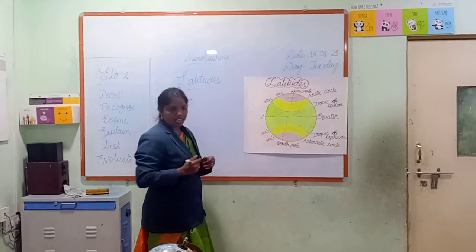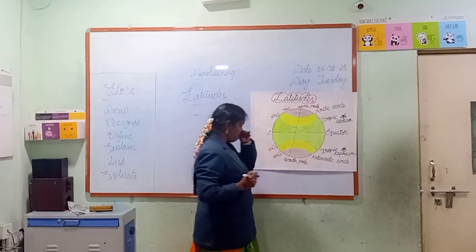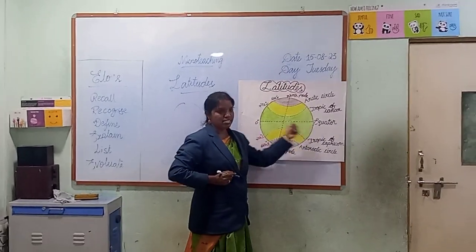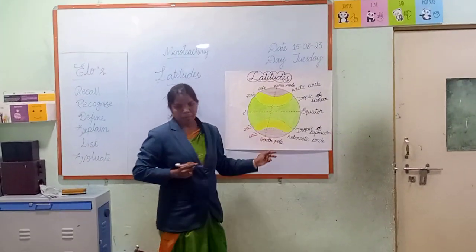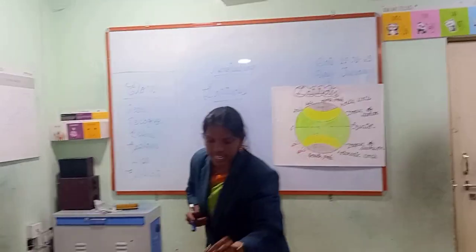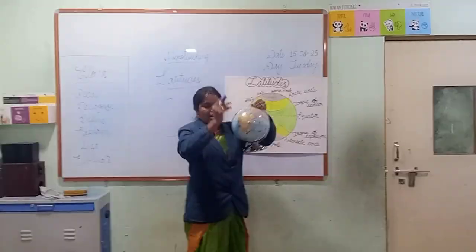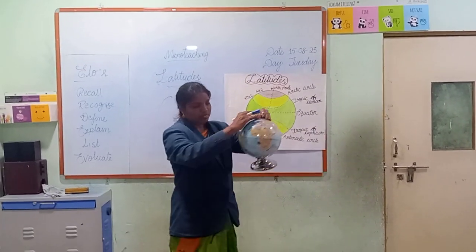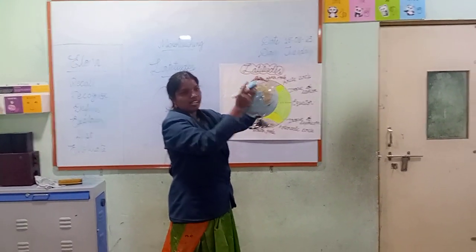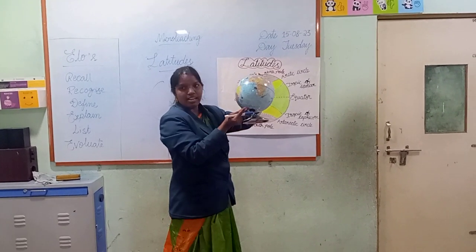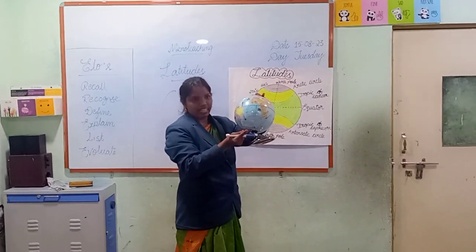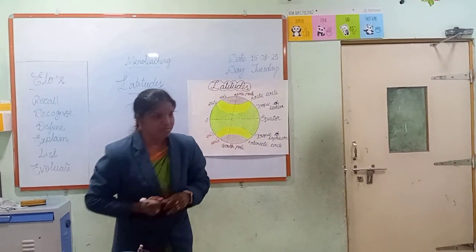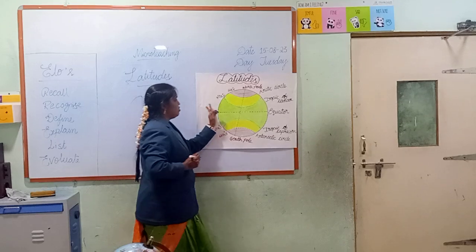Here on the chart you can observe there are four directions: east, west, north, south, right? On the top we call it the north pole, and at the bottom we call it the south pole, right? And here one line is called the tilted axis. It is tilted at 23.5 degrees, right? Next.